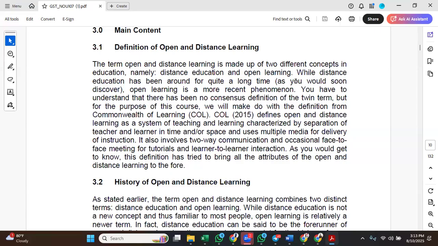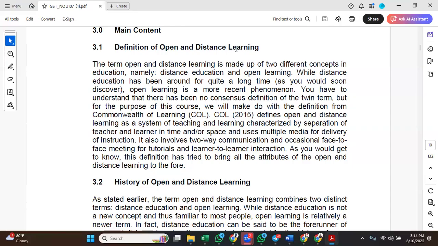When you hear open and distance learning, you know that they are talking about 2 things. The article "and" is there as a conjunction, joining 2 ideas together. So open is different on its own. Distance learning is different on its own. But the 2 can also be combined together as one system. That's what we call ODL, open and distance learning. So open and distance learning is made up of 2 different concepts, and one of them is distance education, and the second one is open learning.